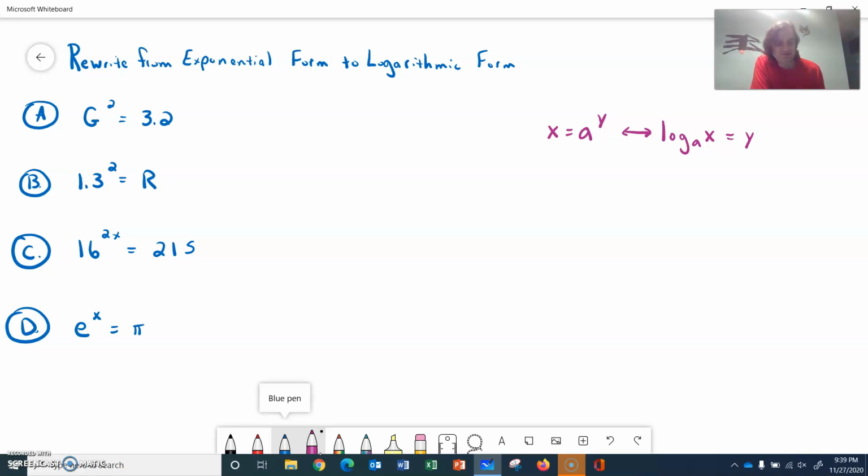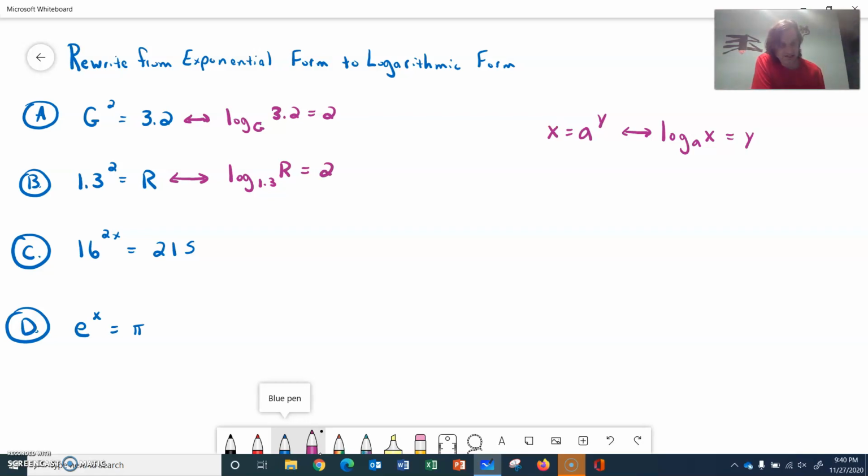Okay. So the first one here, a, is g squared equals 3.2. So that would look like log base g, which is a sloppy thing when I write it small, of 3.2 equals 2. B here, the second one, 1.3 squared equals r. So that would be the log base 1.3 of r equals 2.